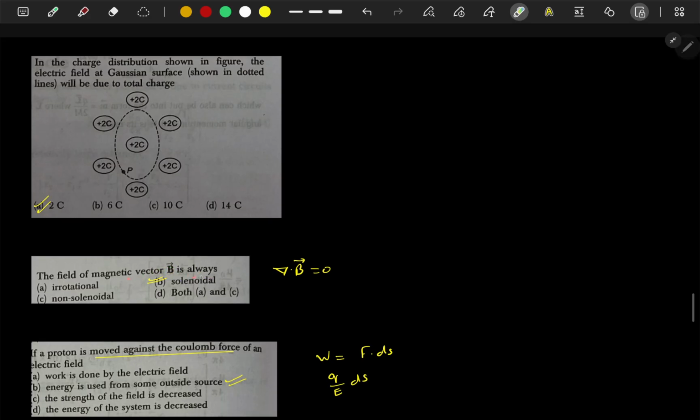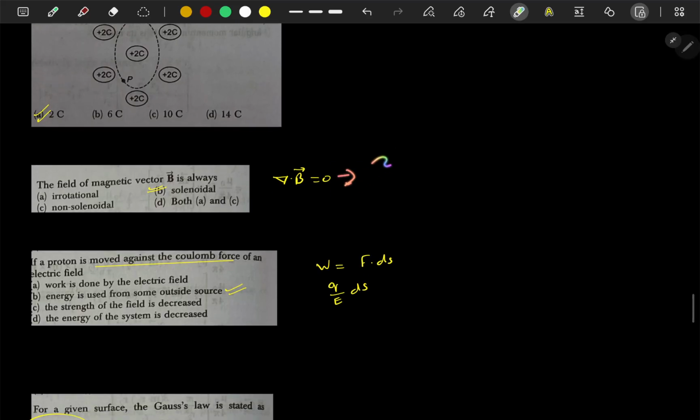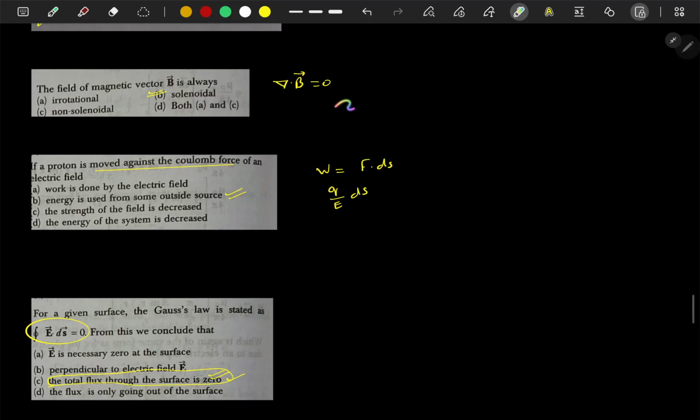The magnetic field vector B is always solenoidal because del dot B equal to 0, divergence of B is 0, and it proves that a single pole doesn't exist. Why? Because field lines will not be able to form a closed loop.